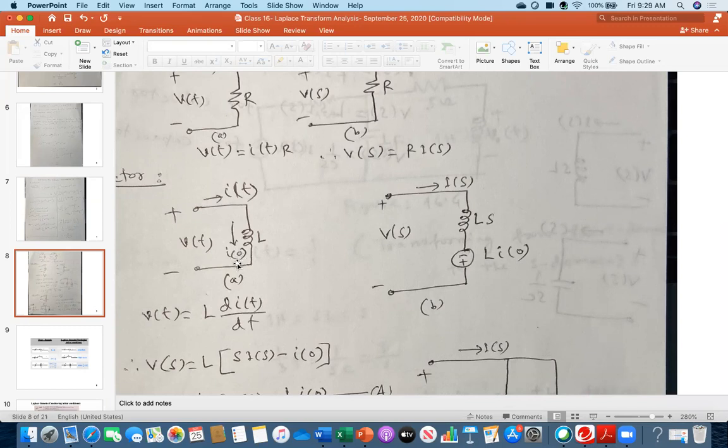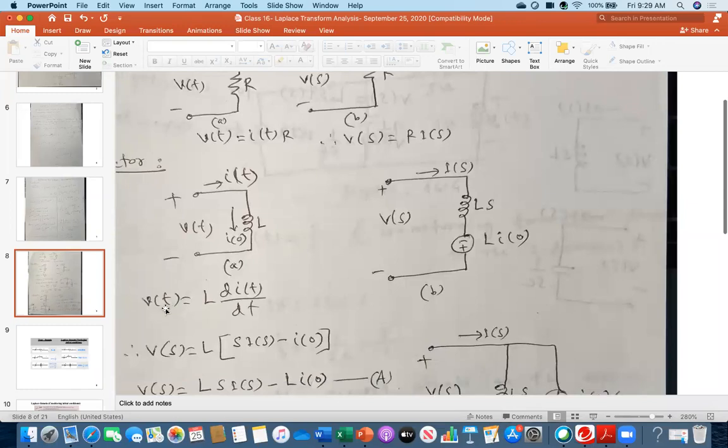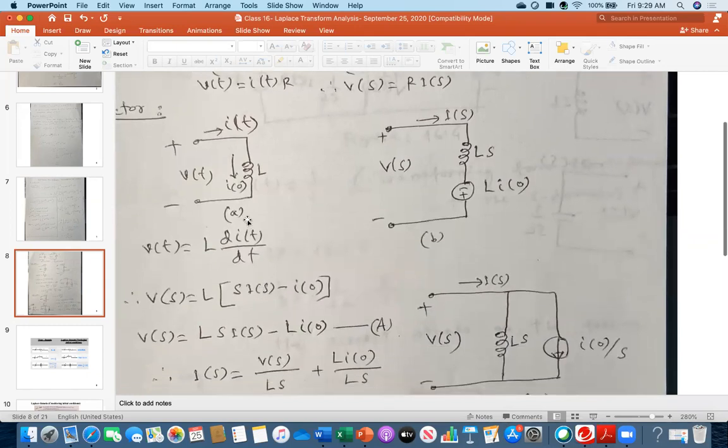This is the initial condition, I naught. So from this, what you can write is V(t) = L di/dt. Now convert into the Laplace domain. This is in the time domain, so when you convert into the Laplace domain, V(t) will be V(s), then L.